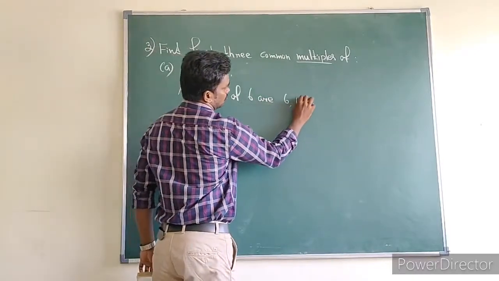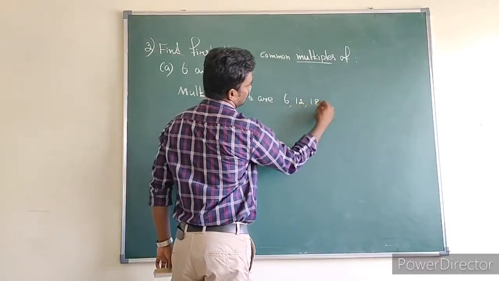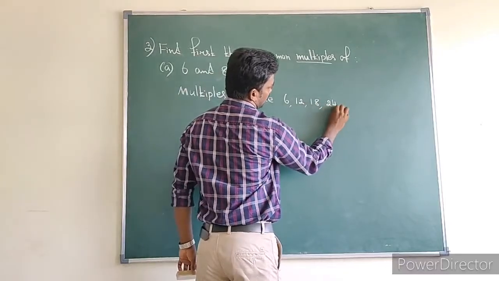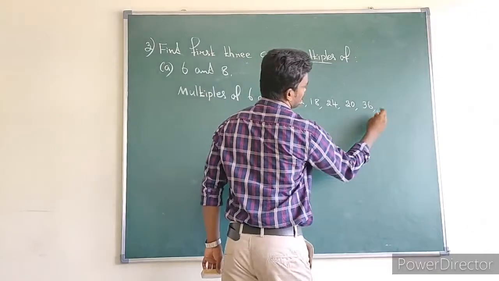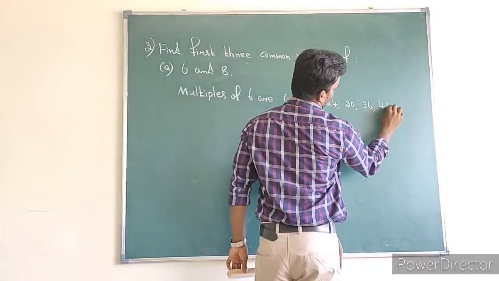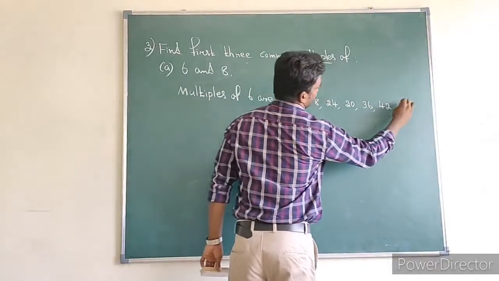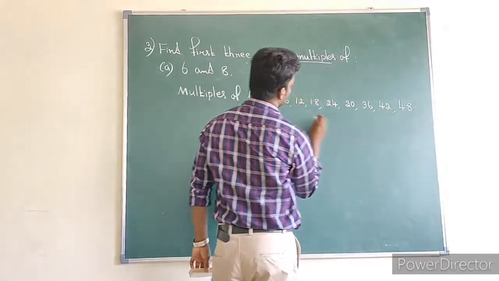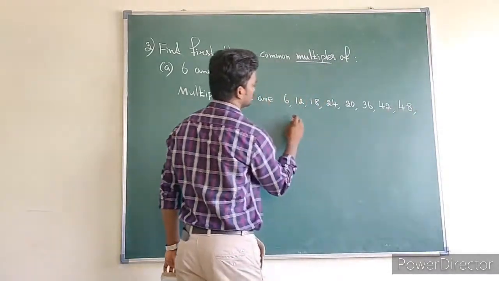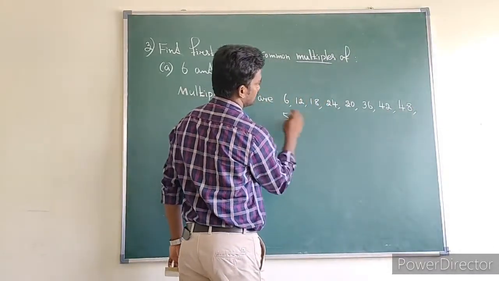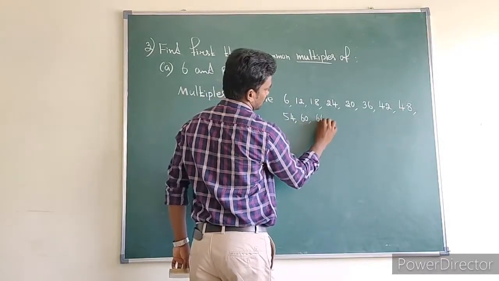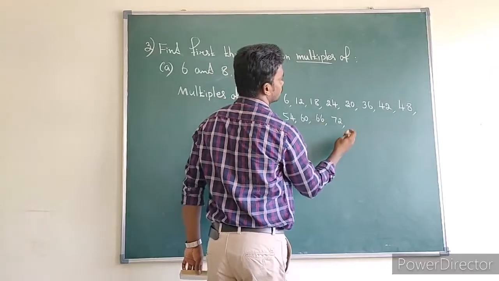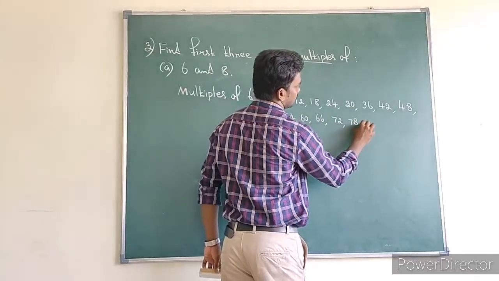6, 12, 18, 24, next 30, 36, 42, 48, next 54, 60, 66, 72, 78.